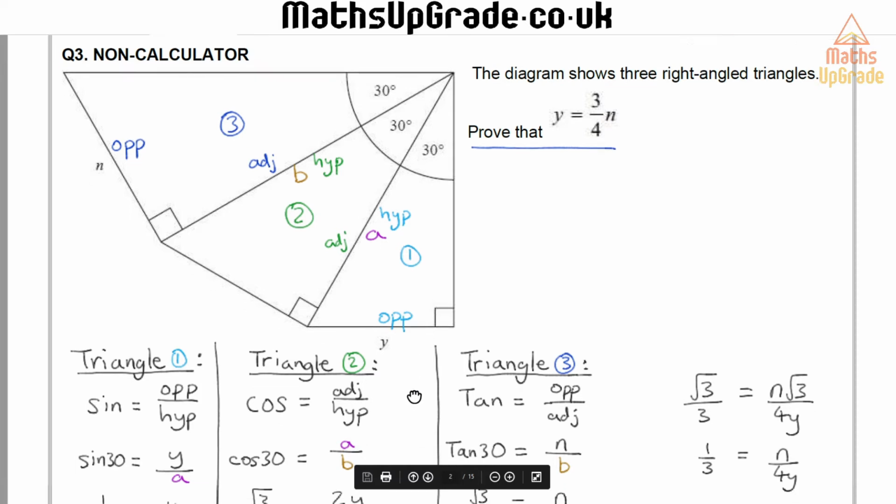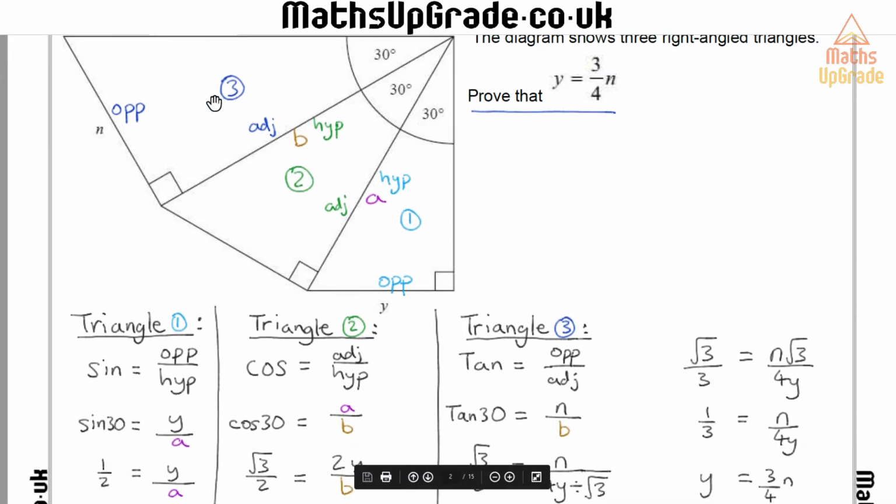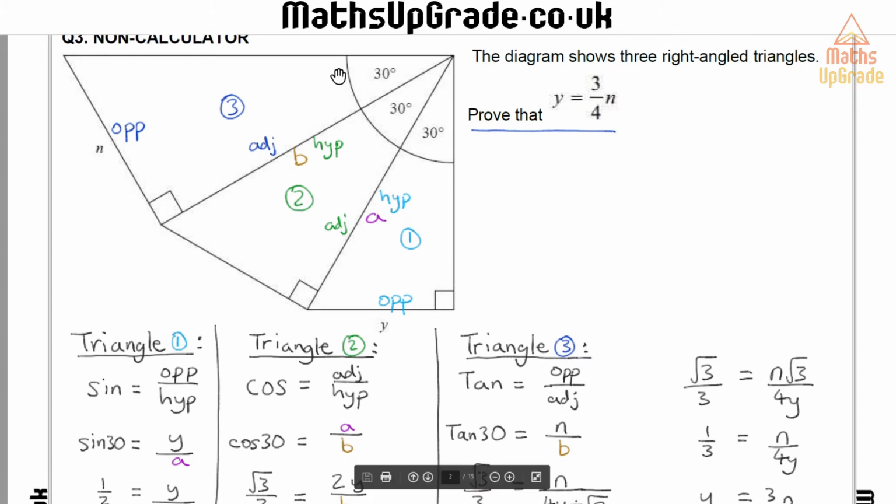And the third triangle now, triangle 3. Again, it's got an angle of 30 degrees here. This side here is now the adjacent for this triangle, and that's labelled as B. And this side here is the opposite, and that's already labelled in the question as N. So I need to get a relationship which relates the adjacent and the opposite. Opposite and adjacent are related using the tan ratio. So tan equals opposite divided by adjacent.